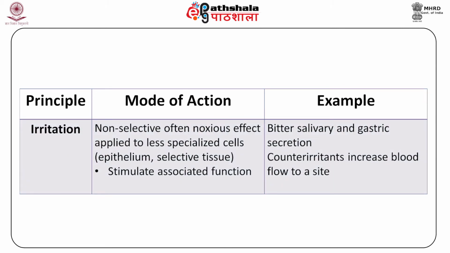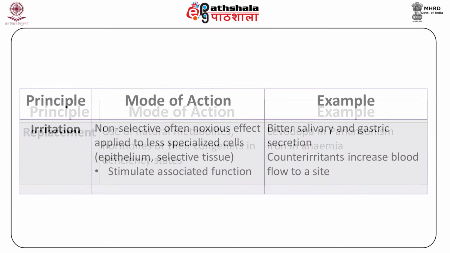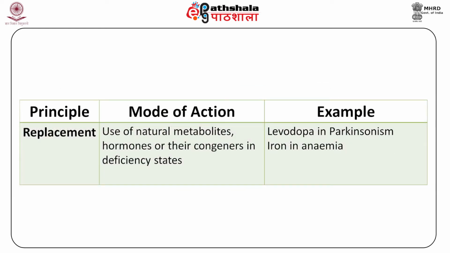Next principle is irritation. Mode of action is non-selective, often noxious effect applied to less specialized cells like epithelium or connective tissue. They stimulate associated function. Example, bitters increase salivary and gastric secretion; counter irritants increase blood flow to a site. Next principle is replacement. Mode of action, use of natural metabolites, hormones or their congeners in deficiency states. Example, levodopa in Parkinsonism and iron in anemia.